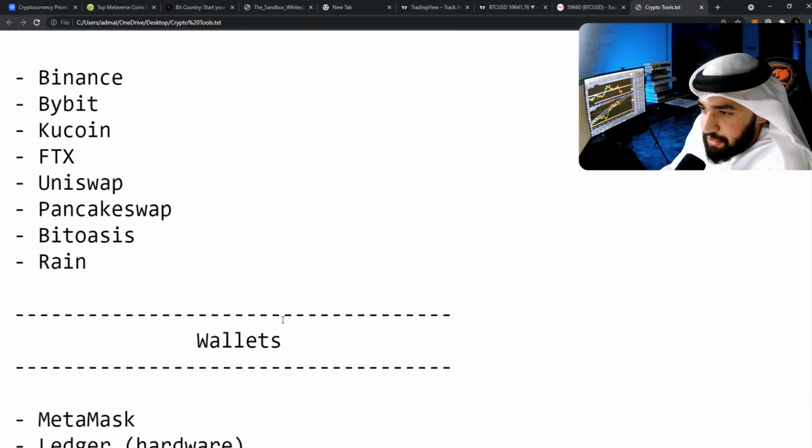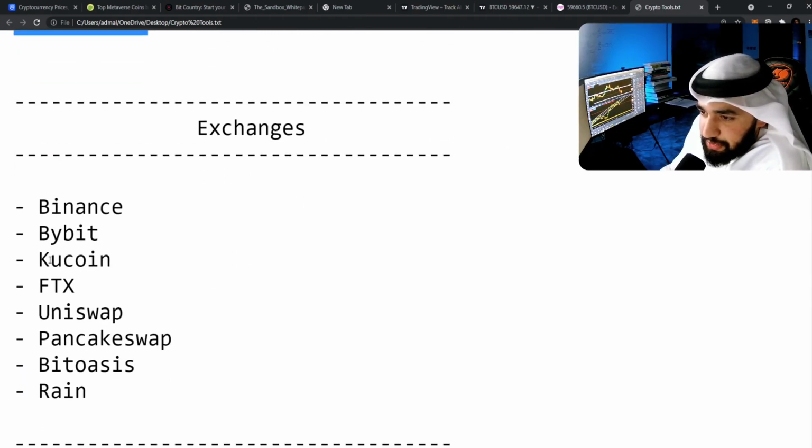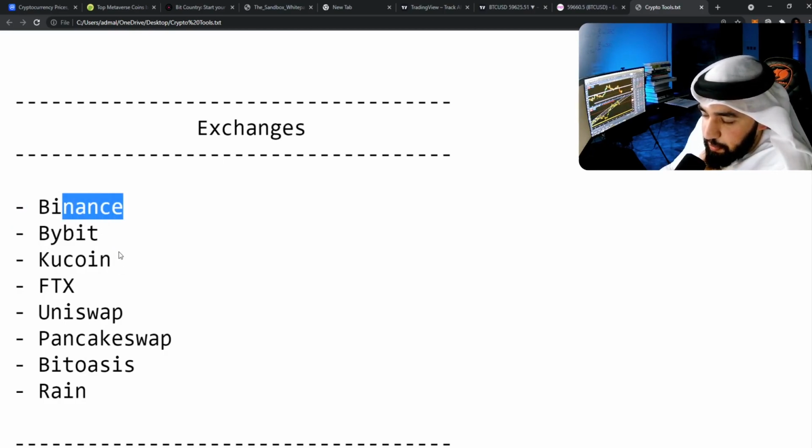Then for the exchanges, we have Binance, Bybit, KuCoin, FTX, Uniswap, PancakeSwap, Bitwise, and Rain. What I use is these three. I use this for trading, Bybit for trading. This is for keeping my coins in long-term investing, and also I have KuCoin.